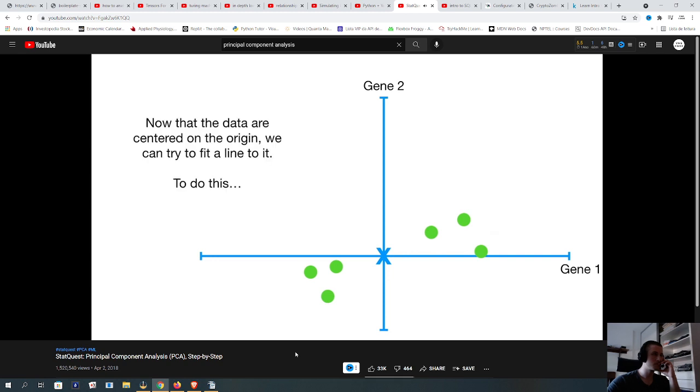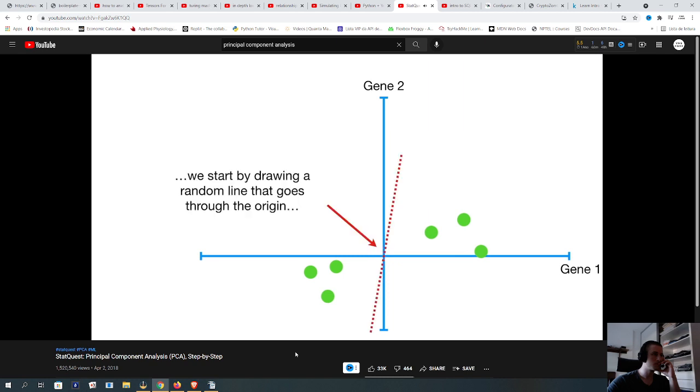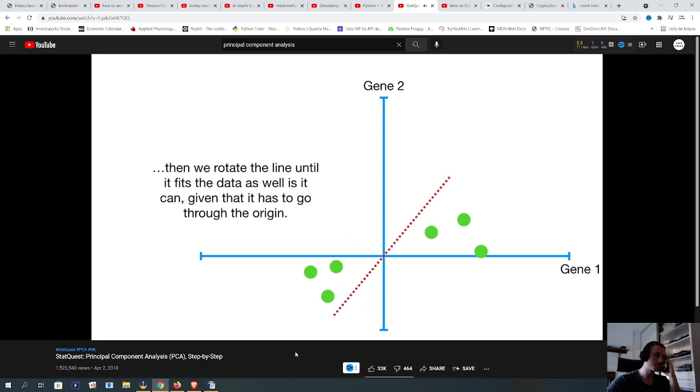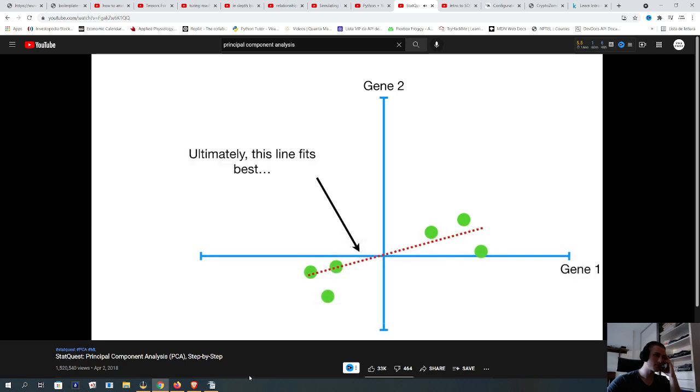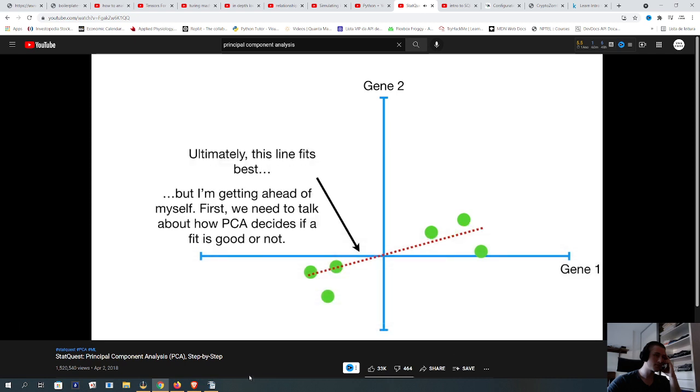Now that the data are centered on the origin, we can try to fit a line to it. To do this, we start by drawing a random line that goes through the origin. Then we rotate the line until it fits the data as well as it can, given that it has to go through the origin. Ultimately, this line fits best. But I'm getting ahead of myself.